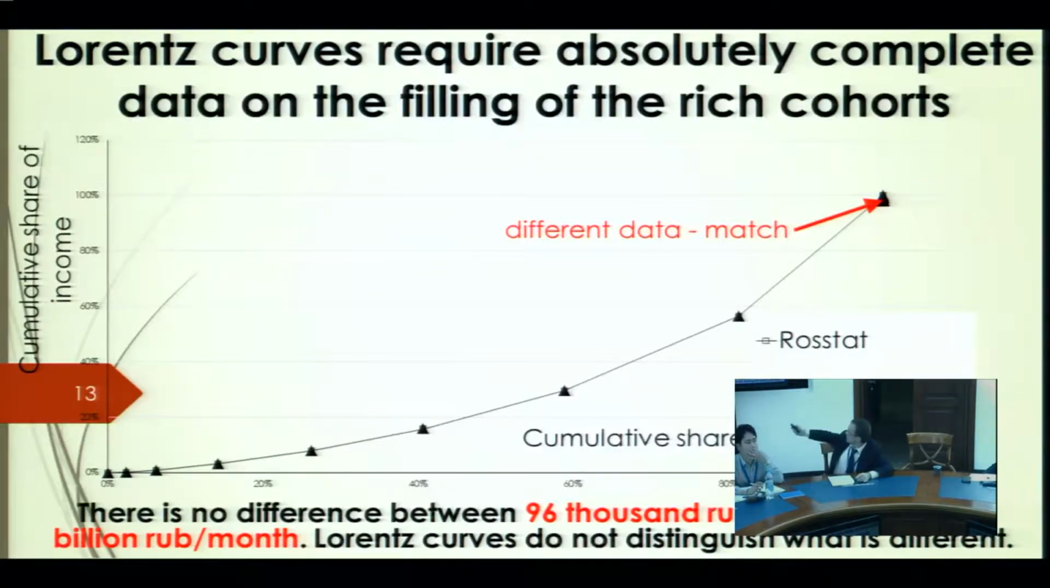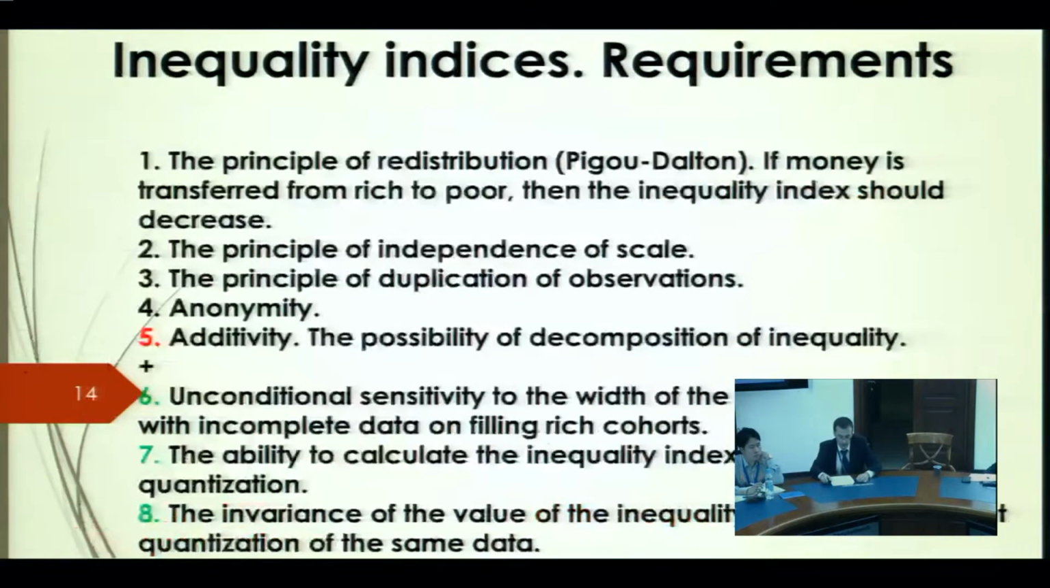Requirements for inequality indices. These five are widely known. However, we believe that additivity is desirable but not necessary. Sixth requirement: unconditional sensitivity to the weight of the income scale, even with incomplete data on filling rich cohorts. Seventh, the ability to calculate the inequality index for arbitrary quantization. Eighth, the invariance of the value of the inequality index with different quantization of the same data.